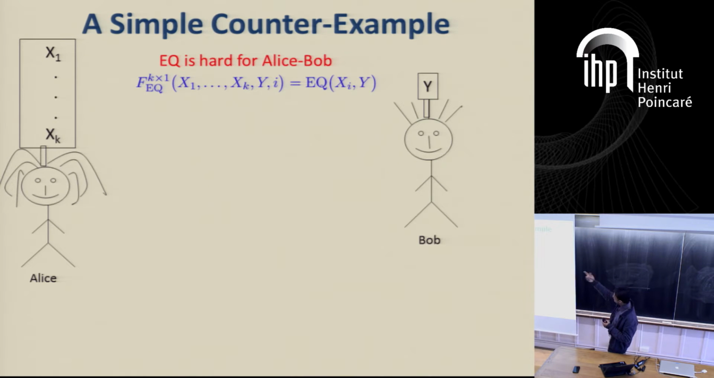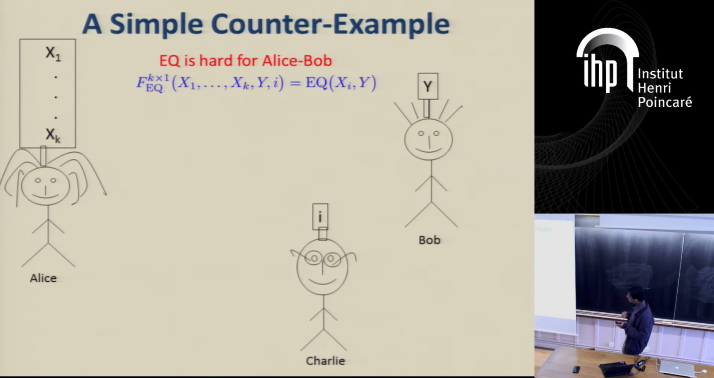And for every problem we can create this advice version. So let's look at the advice version for the equality problem. You've got k n-bit strings on Alice's forehead, one n-bit string y on Bob's forehead, and then there is an i that they both know, and they have to evaluate whether xi is exactly equal to y. By themselves, it's a hard problem. So how can Charlie help? It turns out it's actually quite simple.